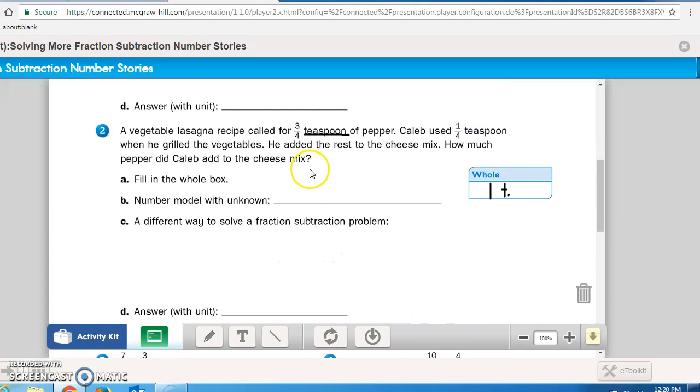But I will read it to you. It says, a vegetable lasagna recipe called for 3/4 a teaspoon of pepper. Caleb used 1/4 a teaspoon when he grilled the vegetables. He added the rest to the cheese mix. How much pepper did Caleb add to the cheese mix? I filled in the whole for you because as you notice here, both of them are teaspoons.